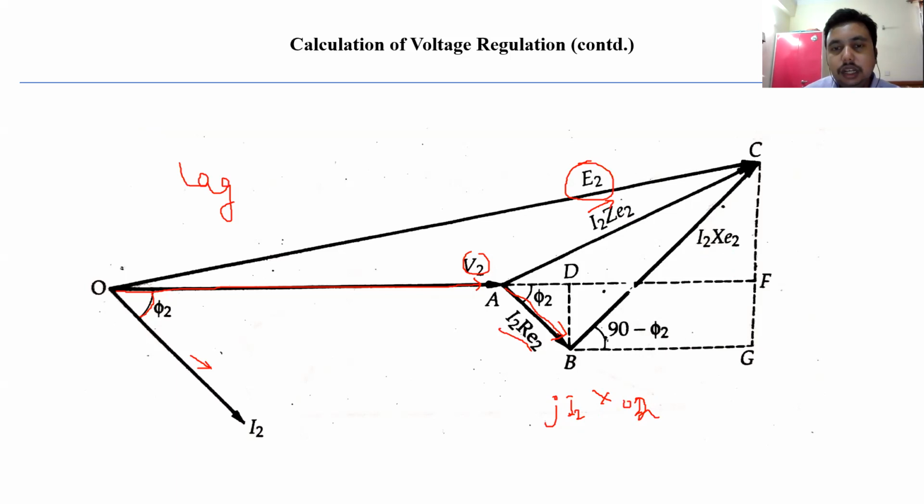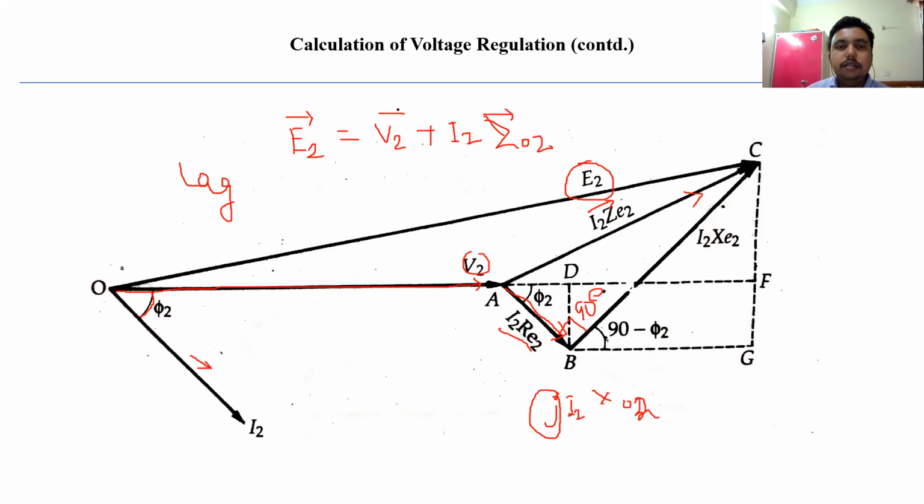So j I2 into X02 would be leading this voltage by 90 degrees, because you have the j factor. The j factor will make the phasor lead by 90 degrees. So we are getting the I2 X02 phasor perpendicular to the I2 into R02 phasor, and you add these two phasors, not algebraically, but with phasor summation, and you get the resultant. The resultant phasor is AC, and if you join AC and OE, you get the phasor E2. E2 is the resultant phasor. So E2 will be equal to V2 plus I2 into Z02. We have expressed this phasor over here.